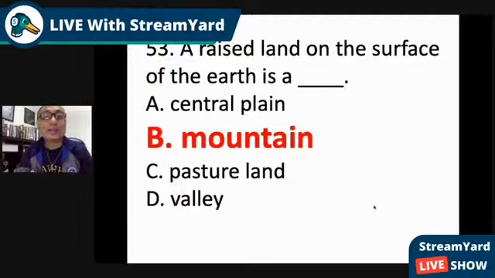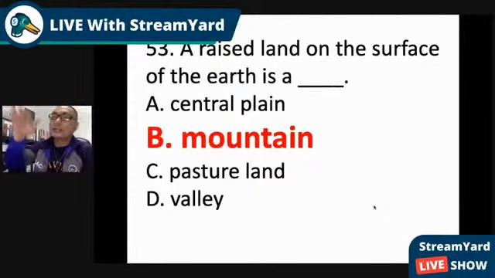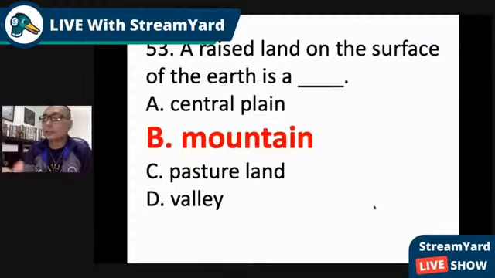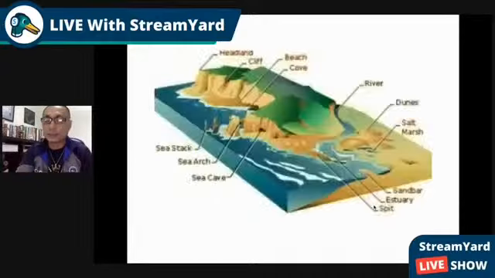Again, we are looking for the best answer. So valley is also raised land, but valley, medyo flat, no? Pwedeng raised land siya, pero flat in some ways. Pero the more raised land is the mountain. There are some central places na raised din ang land, but not exactly all. So mountain is the perfect answer.